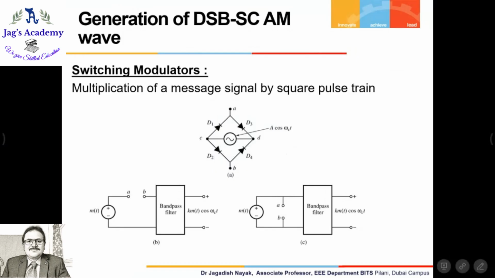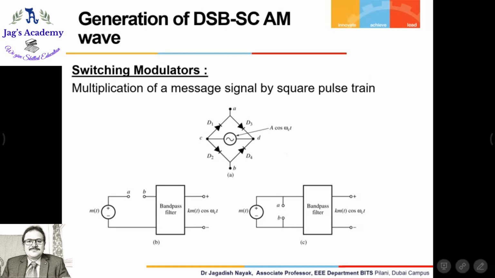See here, this is the one which generates your square train pulse. What is the frequency it generates? Omega c. This generates your square, that's a periodic signal, right? Did you come across this type of circuit? You are in third year now. What is this actually? Bridge, Wheatstone bridge, right? Okay.